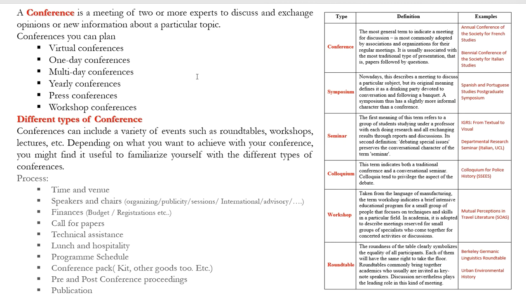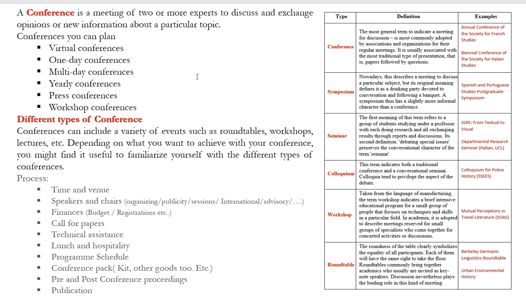Generally, what is a conference? A conference is a meeting of two or more experts or professionals to discuss a subject talk, or any other professional or scientific talks, and they exchange their opinions and new information about their particular topic or different topics, whatever it may be. Generally, this is called a conference.